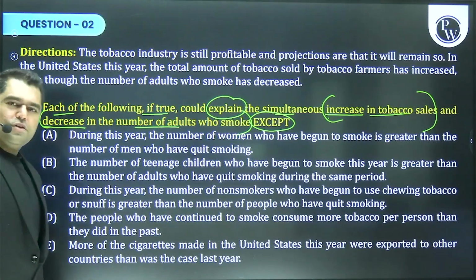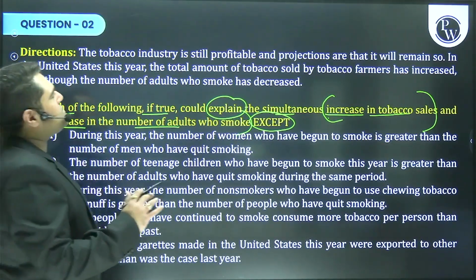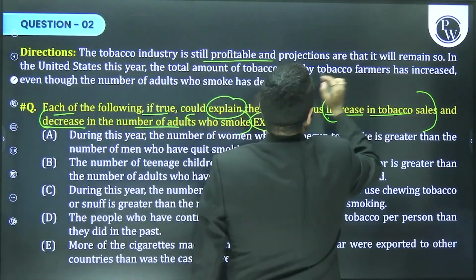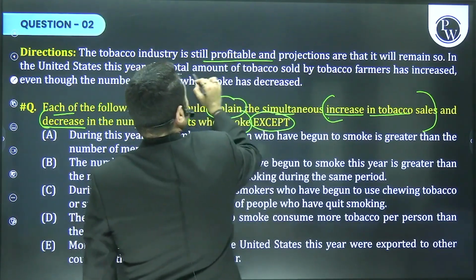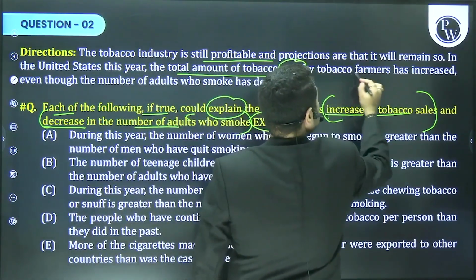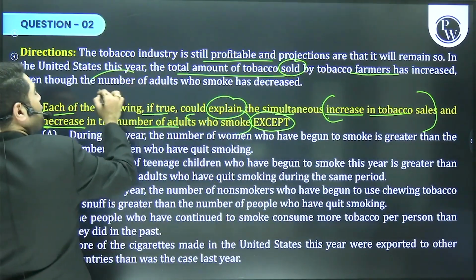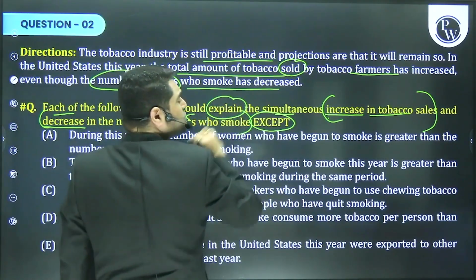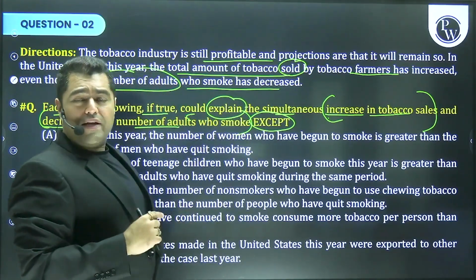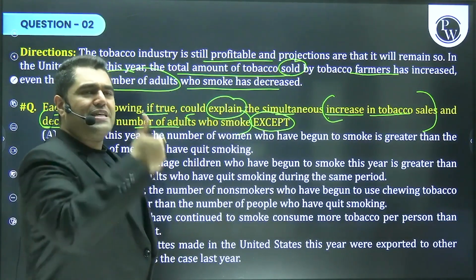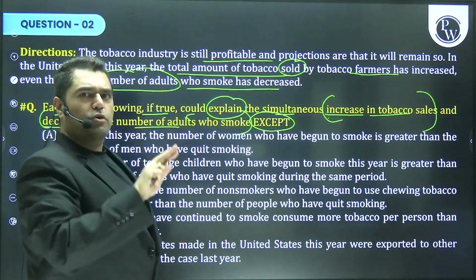So, once again, what is the question saying? Tobacco is highly profitable. It will continue to remain so. The total amount of tobacco sold has increased, even though the number of adults who smoke has decreased. So now we have to look at the options. Four options support this. Four options support what? Sales have increased, even though the number of smokers has reduced.